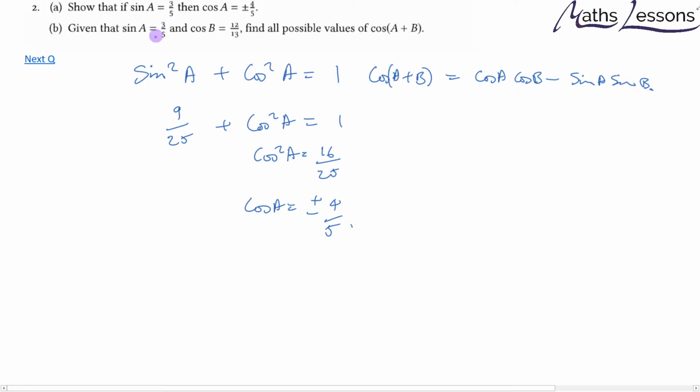Now what we've shown is, if sine A equals 3/5, then cos A equals plus or minus 4/5. Similarly, we can show that cos B equals 12/13. Hopefully you know your Pythagorean triples. Then sine B is plus or minus 5/13.